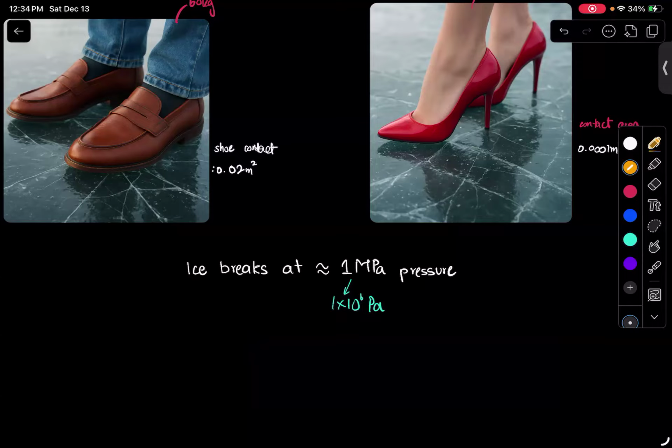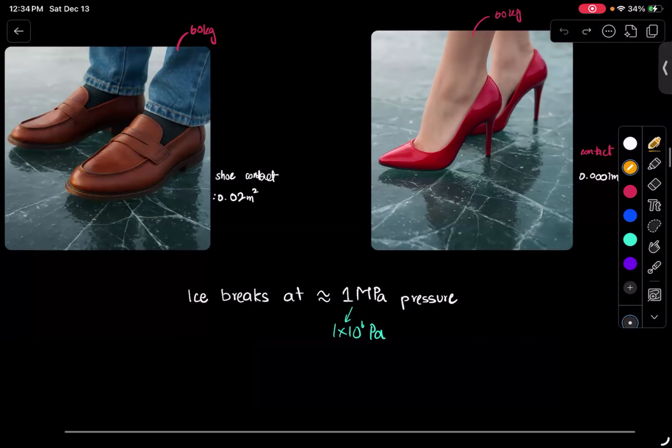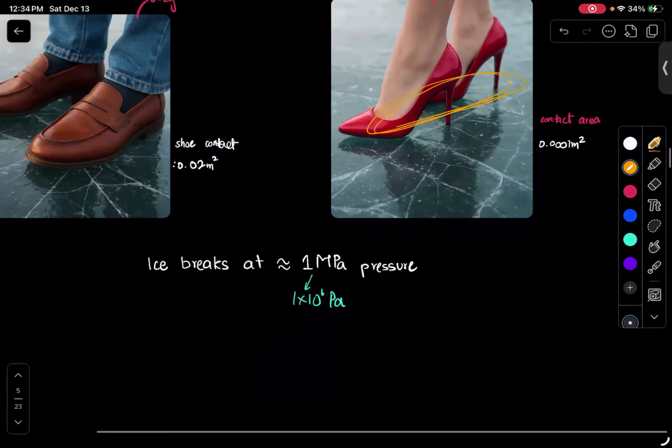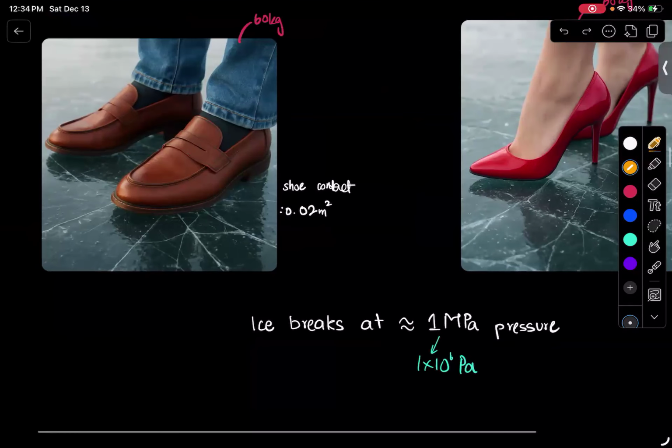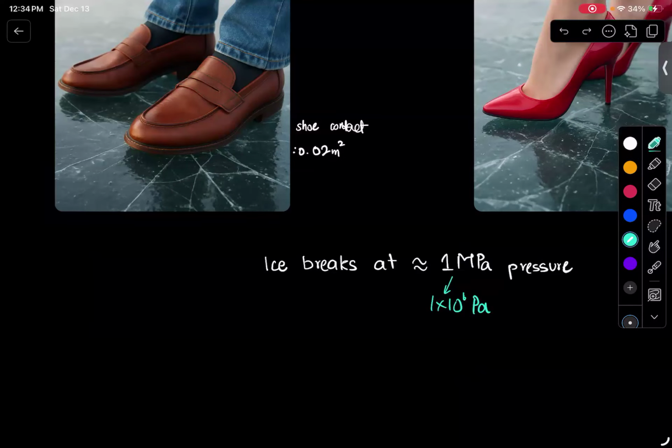Now, how do we figure out what is the pressure of this person on ice and what is the pressure of this person on ice? You always have to look at the contact area. If you think about it, if you are on ice, it is much better to lie down and spread yourself out, right? Because you have the same weight distributed over a larger area. You spread out your weight onto a larger area.